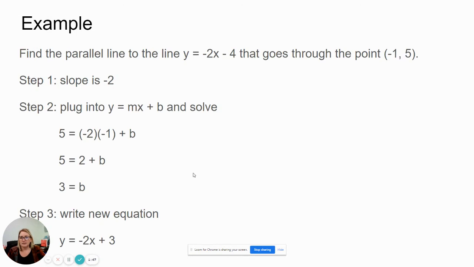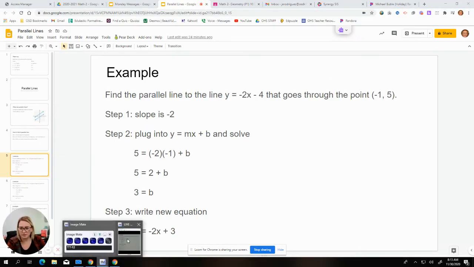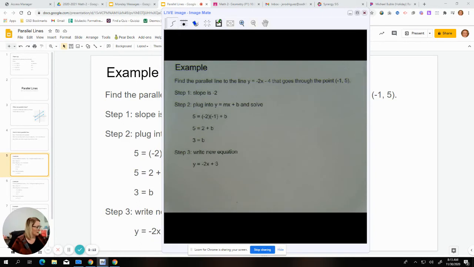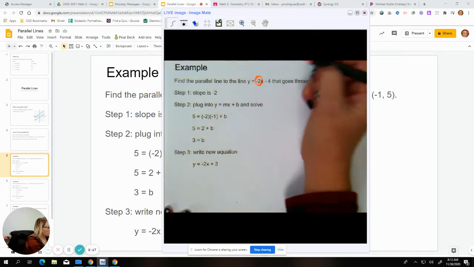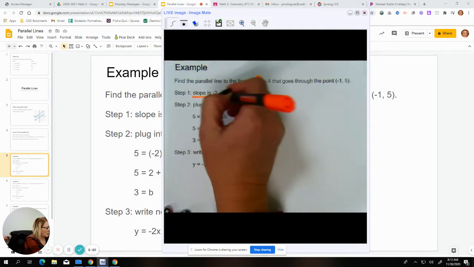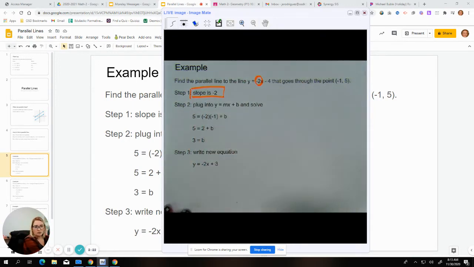Okay, so here's the first example. You are going to find a line parallel to the line y equals negative 2x minus 4, and it goes through a new point of negative 1, 5. I've broken this down by steps. The first step is to find the slope of the original line. I'm actually going to pull up my other screen so I can walk you through this. This is the slope of the original line, and that's why we have it here.